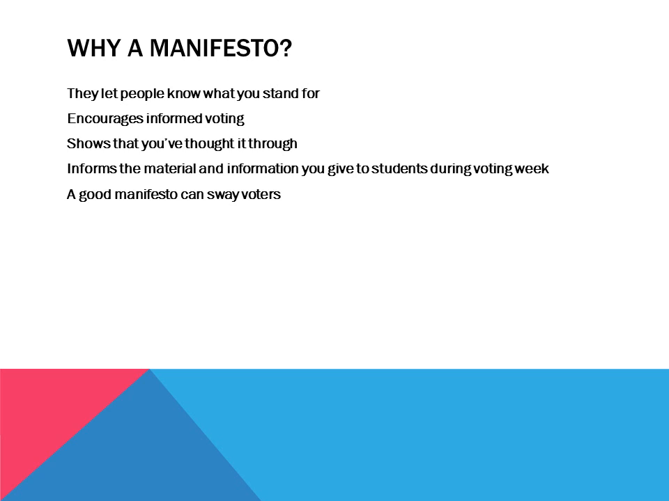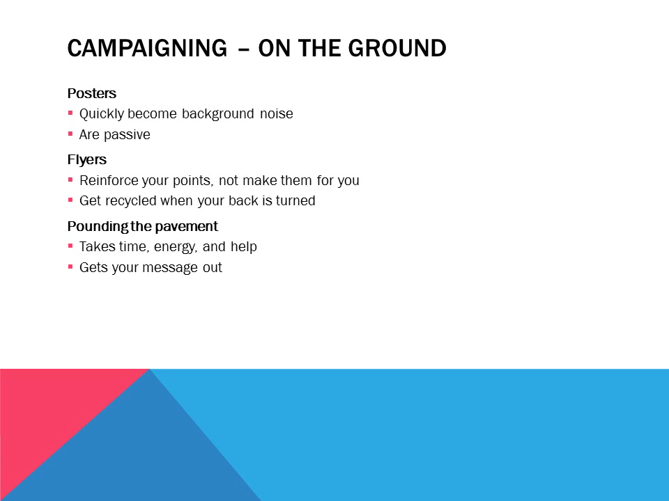Campaigning. So now we're going to talk about campaigning on the ground. Okay, you've done your planning, you've got your manifesto ready, you've probably started talking to your campaign team. We're going to talk about the materials and the work that goes into campaigning. So the common things here are posters or banners, flyers, and then actual pounding the pavement, getting out there, talking to people, getting your message out.